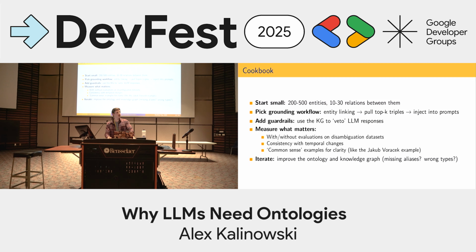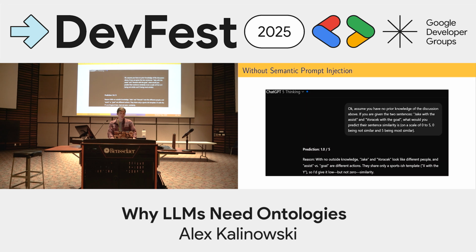Improve the ontology and knowledge graph, figure out what's missing, what other aliases do you need, did we design this with the wrong typing scheme, improve the graph, and you'll get improved LLM results. And what do I mean by improved LLM results? Well, we can look at one of them.